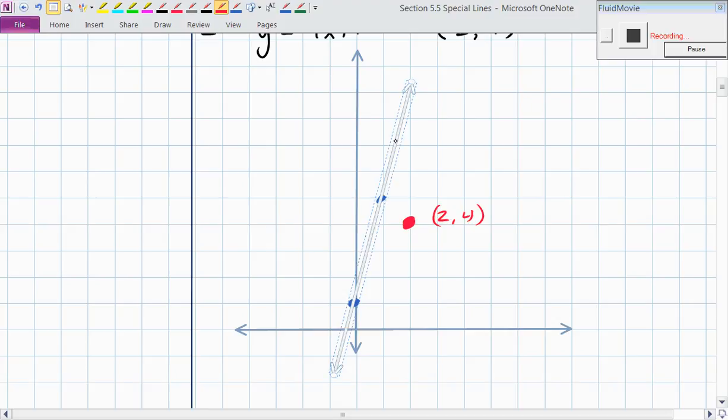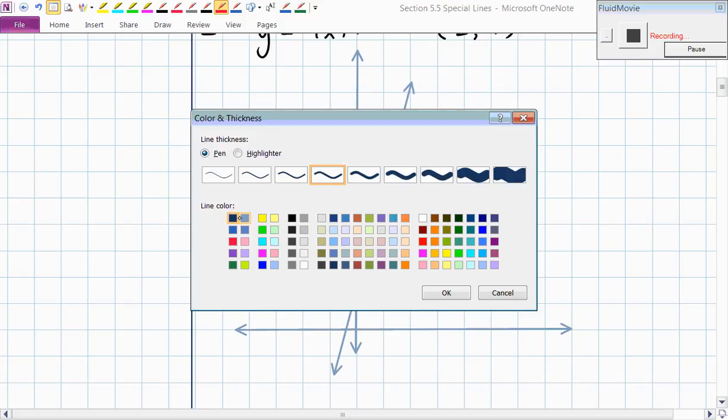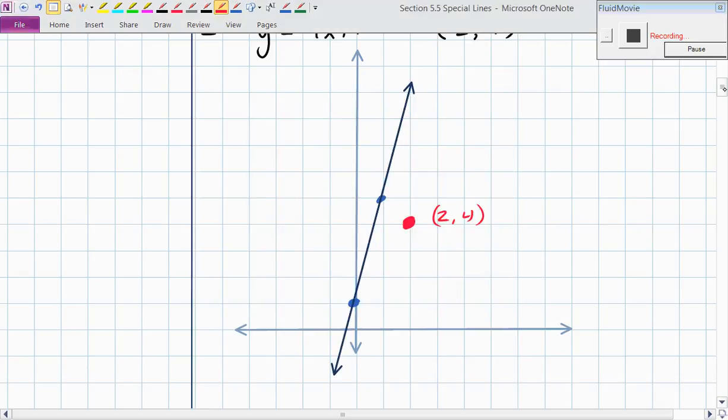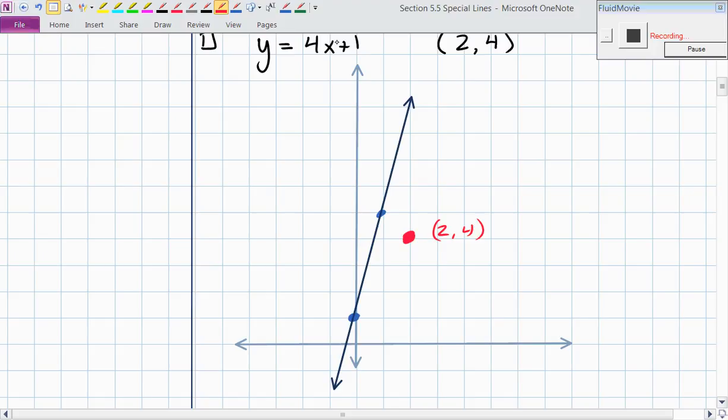And we'll make this line black. Okay. So here's the line y equals 4x plus 1. Here's the point (2, 4). And we want to write the equation of a line that is parallel to this line. So if the lines are parallel, what do we know about their slopes? They have to be the same, right? So from this point, I'm going to go up 4, 1, 2, 3, 4, and over 1. You guys agree with that part? Okay, good. So now I'm going to create the line that goes through this point right here.